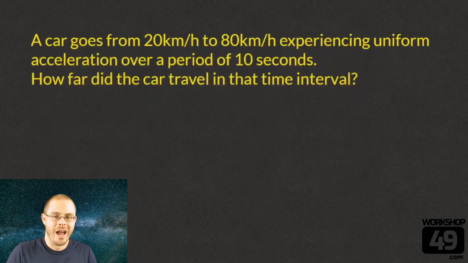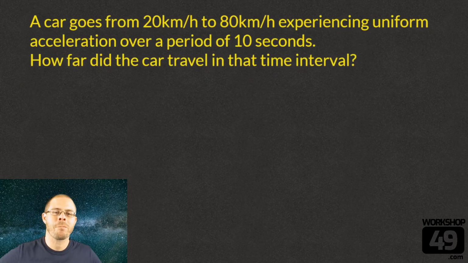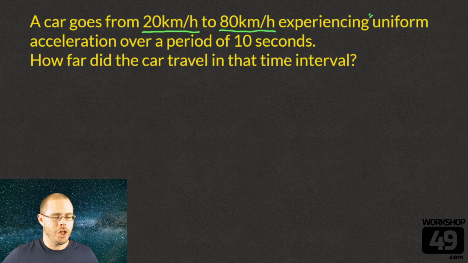We're going to take a look at one more example here because I want everyone to see how we can really apply this average velocity idea. A car goes from 20 kilometers per hour, I will underline, to 80 kilometers per hour. And it's experiencing uniform acceleration. That means the acceleration is the same the whole time. That's a flag over a period of 10 seconds. How far did the car travel in that time interval?